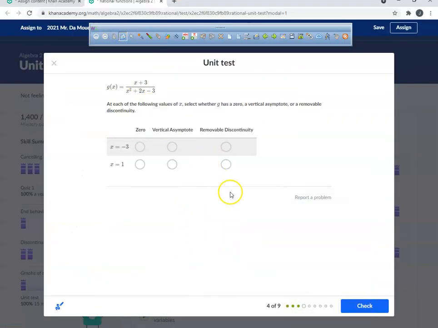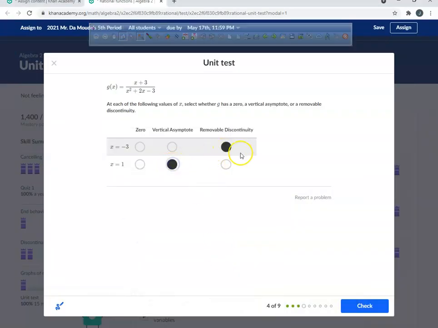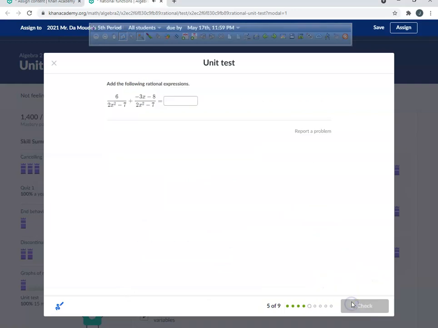What do we have? Where was the removable discontinuity? -3. Where was the vertical asymptote? 1. Okay? So you have to know what is what.